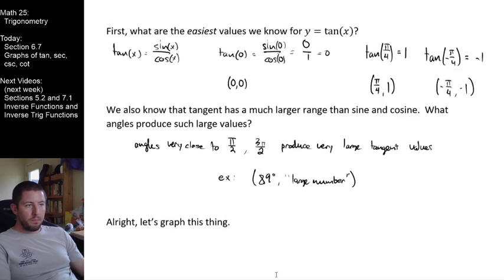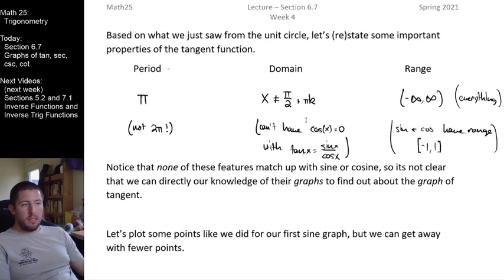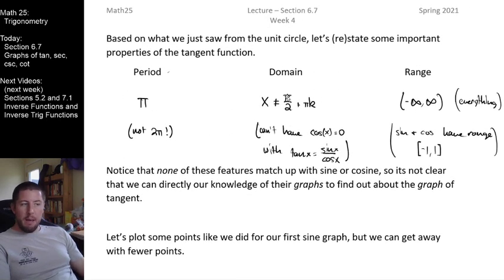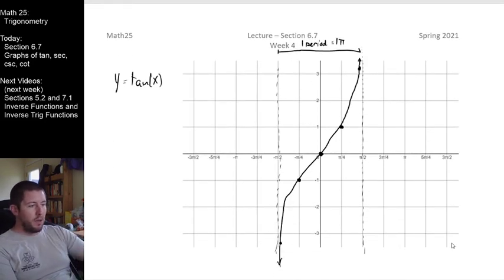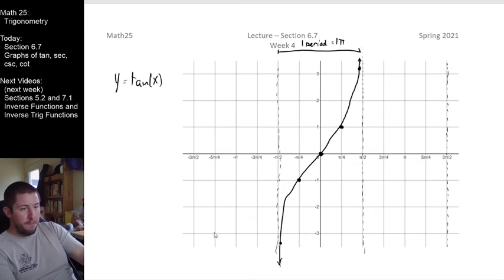And by the way, we have these domain issues at pi halves plus pi k. Well, if I let k be 1, then pi halves plus pi is 3 pi halves. Or pi halves minus pi is negative 1 pi half. We already drew that one. Subtract another pi, we get negative 3 pi halves. So we see that we're going to keep on getting these asymptotes at these odd multiples of pi over 2, I guess I should say.